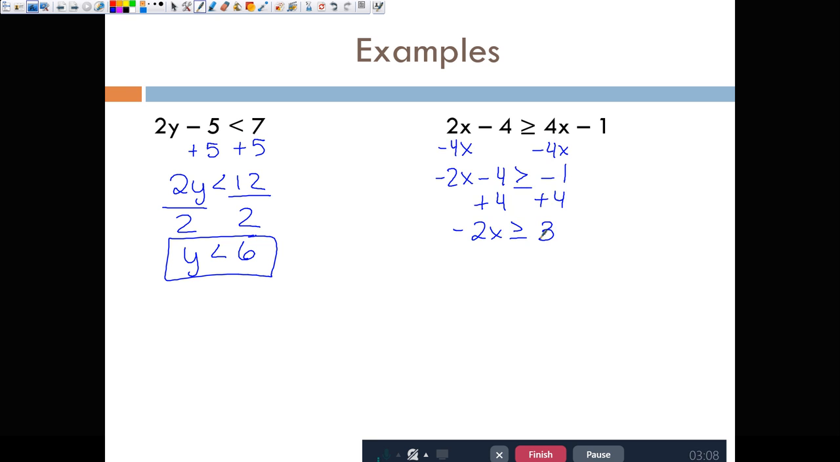Okay, now I'm going to divide by a negative number. So what happens when I divide by a negative number? I flip the sign. I reverse the sign. So it's going to become less than or equal to. And then I'm going to have x and just negative 3 over 2. And then I can graph this. My arrow would be pointing to the left.